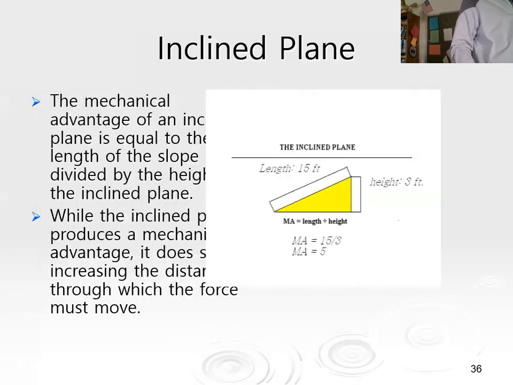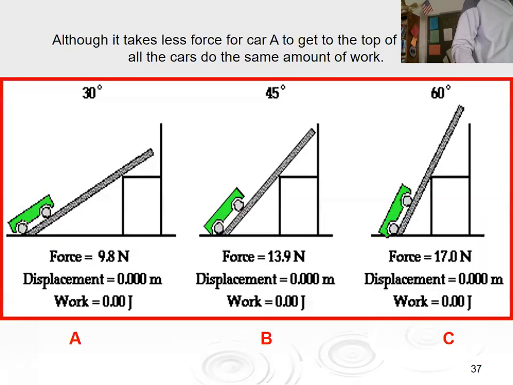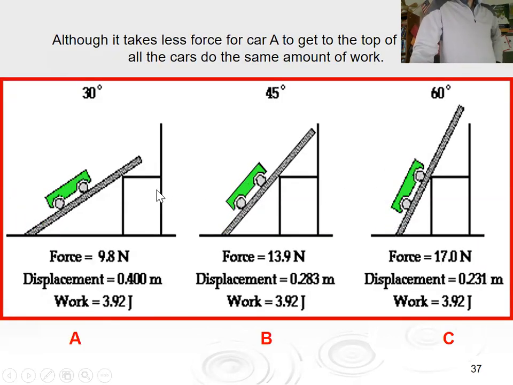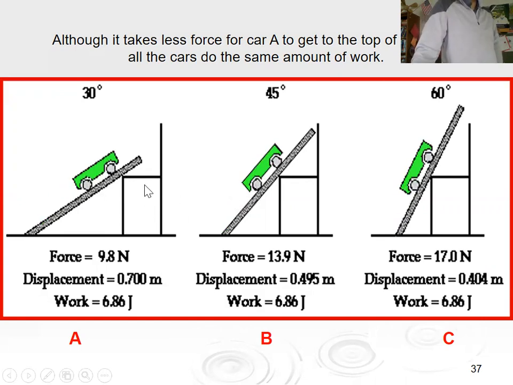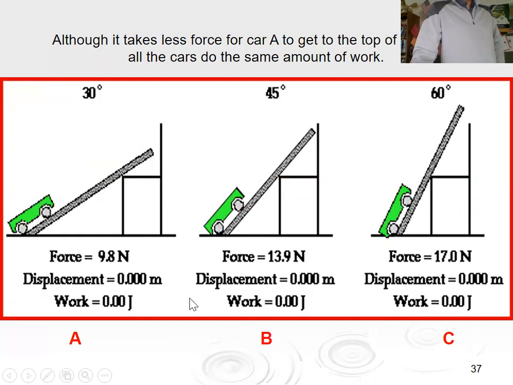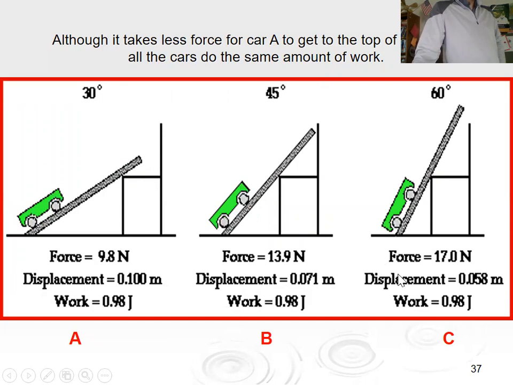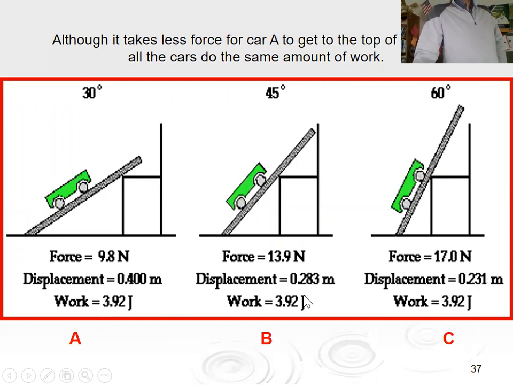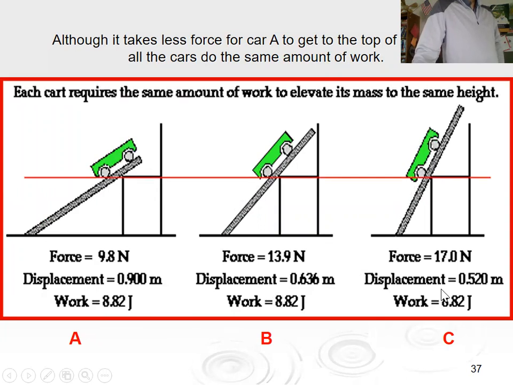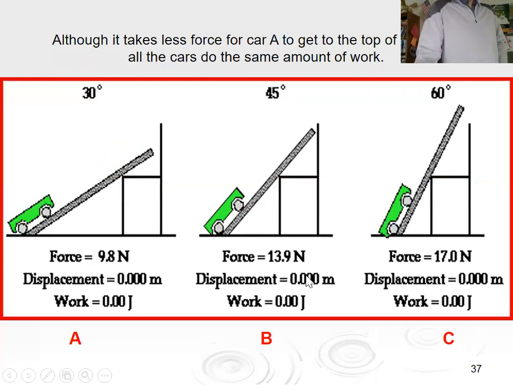Let me get to where I want to go. Which one's easier to go up? The first one. We know this. This is common sense, okay? It's easier to go up. Now notice, does the amount of work change? Let's see this again. The work's always the same, isn't it? On all three of them. They're all 8.82.